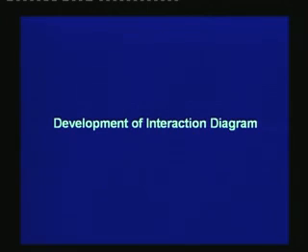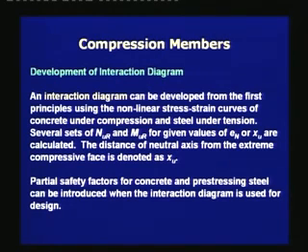Next, we shall learn about the development of the interaction diagram. An interaction diagram can be developed from the first principles using the nonlinear stress-strain curves of concrete under compression and steel under tension. Several sets of N_UR and M_UR for given values of e/n or X_U are calculated. The distance of the neutral axis from the extreme compressive face is denoted as X_U. Partial safety factors for concrete and prestressing steel can be introduced when the interaction diagram is used for design. Thus, the interaction diagram is developed by calculating values of the capacities N_UR and M_UR for a given eccentricity e/n.